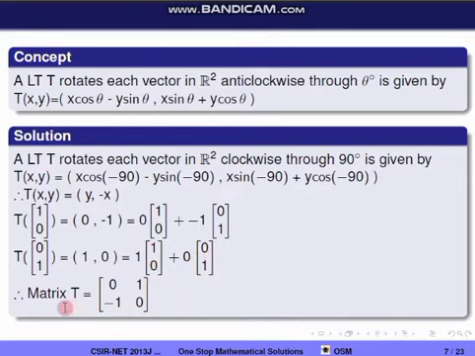Now we'll write the matrix representation of T. For that, the first column is the coefficients of (1, 0) and the second column is the coefficients of (0, 1). So we'll get 0, then 1, then minus 1, 0. So this is the matrix representation of T. So now we'll look into the correct option.